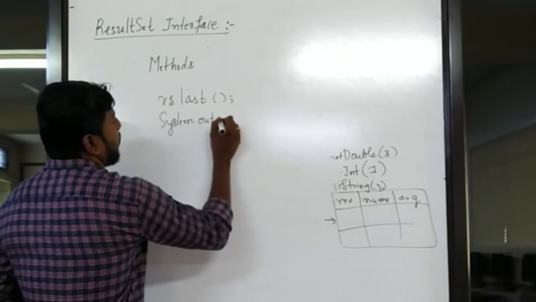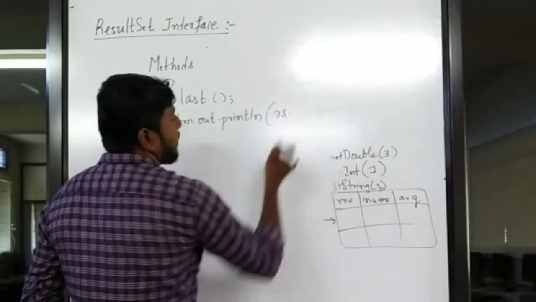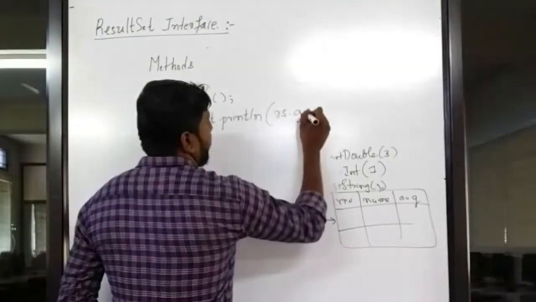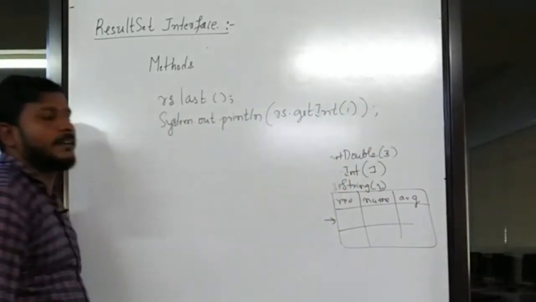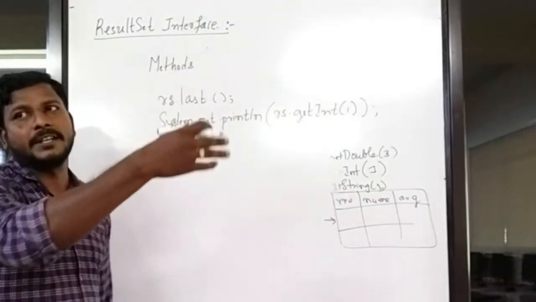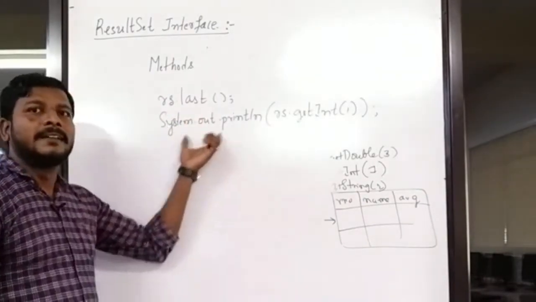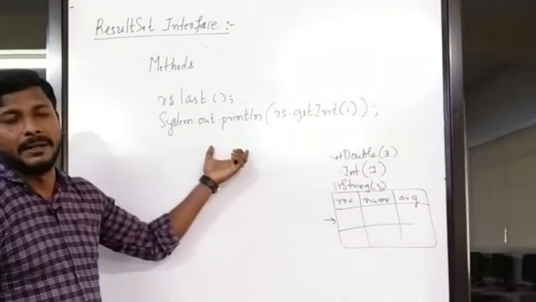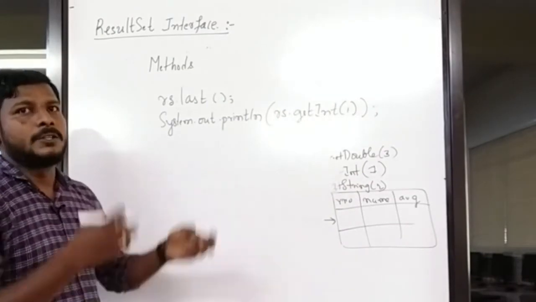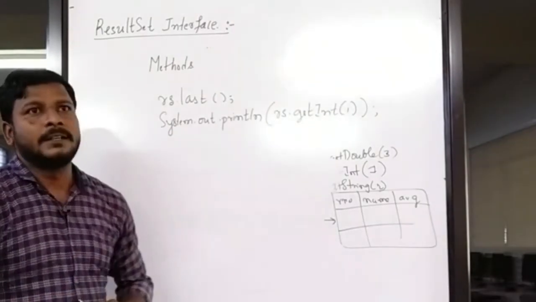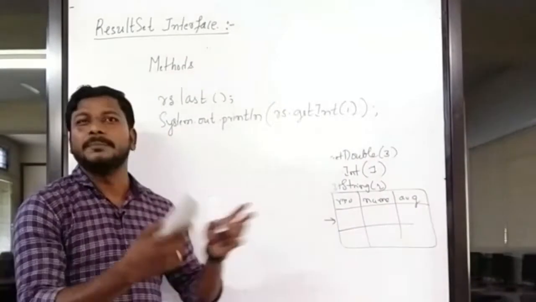out.println, result set rs, the first column you can get by getInt(1). Right, so similarly you can extend it: next one getString(2), getDouble(3), something like that. Now by this query you can get the roll number of the last row, or maybe the last student. Are you getting? Okay, so by these methods you can navigate across the result sets, and also access the values by using get followed by any primitive data type.